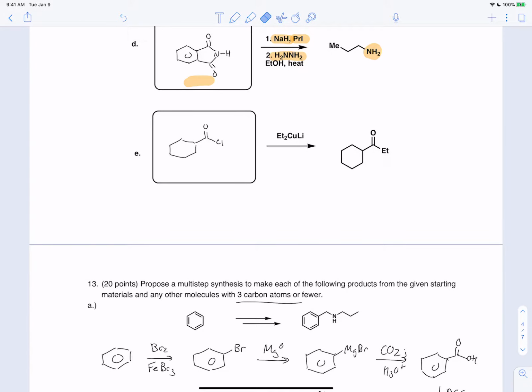And now we have the reaction of something with diethyl cuprate in order to give an ethyl ketone. And the only reactive group we know to do this is an acid chloride. So it's one of the new reactions of cuprates that we learned in this topic.